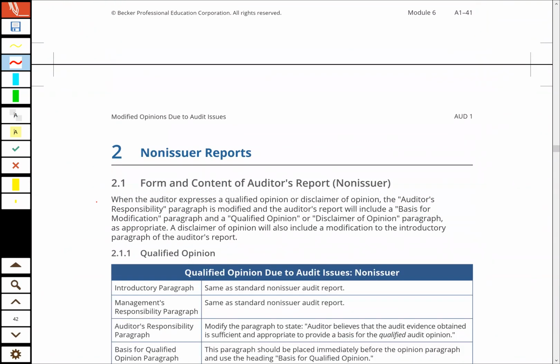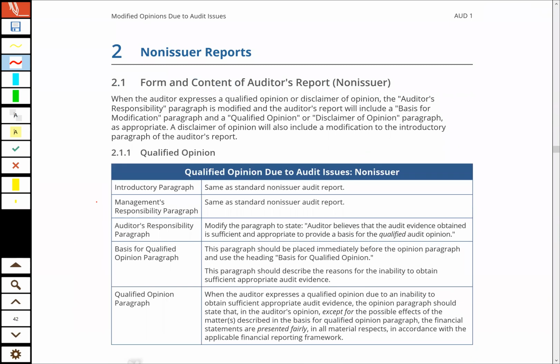Now, let's take a look. And here we go again. Now looking at the form and content of the report, first for non-issuers, let's flashcard the table. Okay, again, through analogy to the unmodified, which is what? Intro paragraph is the same. Remember, I told you management's responsibility paragraph never changes. You don't change management responsibility just because you've gone now to a GAS qualification, okay?